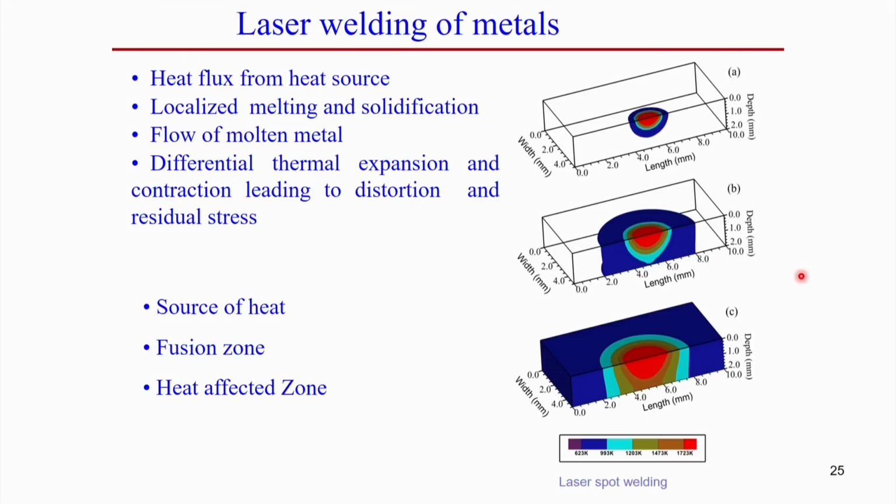So, the red color actually indicates the molten zone. Initially the time was very less, so it creates a very small molten pool, and with the application of further time, the molten pool size gradually increases. The remaining other color indicates the heat affected zone.